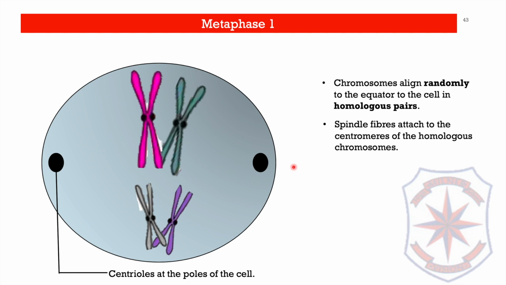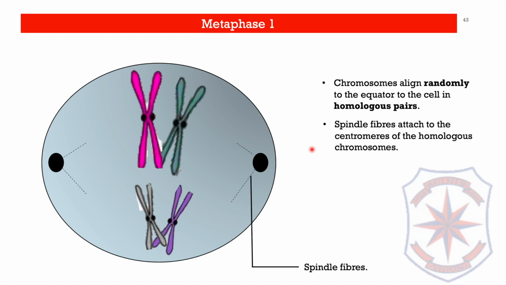The second thing that happens is that spindle fibers attach to the centromeres of the homologous chromosomes. Now, what are spindle fibers? Spindle fibers are threads, okay? These threads are produced by the centrioles, and they attach themselves to the centromeres of the homologous chromosomes. Now, check what is happening. There are our spindle fibers. I'm not sure if you can see them. There is a spindle fiber, there's another spindle fiber, there's another one. Look at what they are doing. They are moving and they are attaching themselves to the centromeres of the homologous chromosomes.